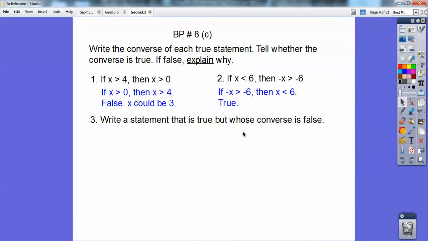Write a statement that is true but whose converse is false. There are all kinds of statements. A statement that's true but whose converse is false. Well, there's one right above I just showed you. One I've been using: if I live in Sacramento, then I live in California, and the converse would be false. If I live in California, then I live in Sacramento, and that's false.